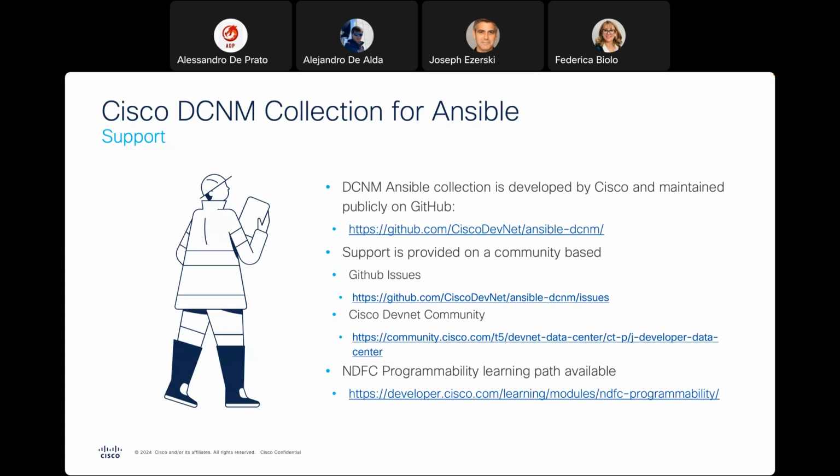We host all the code on GitHub. How can you get support for this? Well, the way is the community way. So you either open an issue on GitHub if you're running into some weird problems, or also if you need some sort of information, or you can use the Cisco DevNet community. Again, another portal, another place where you can get all sorts of help from automation experts coming from all over the world.